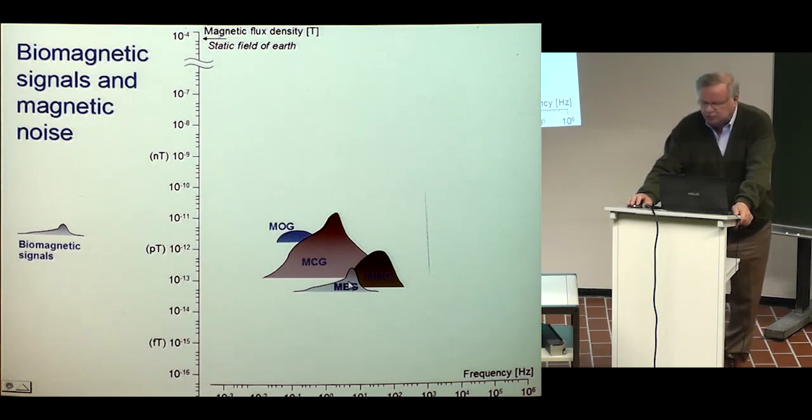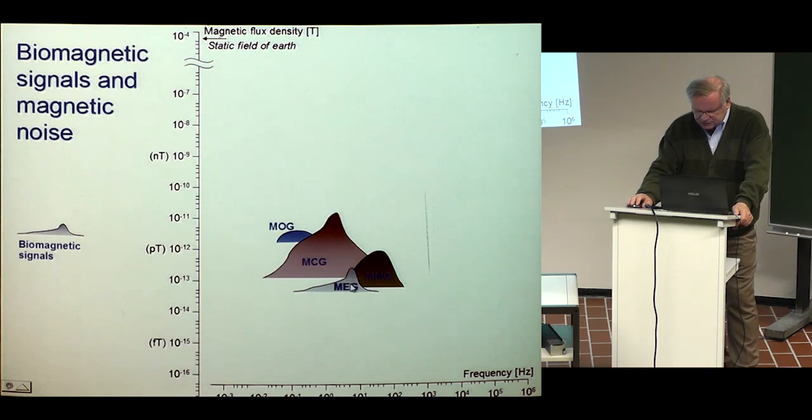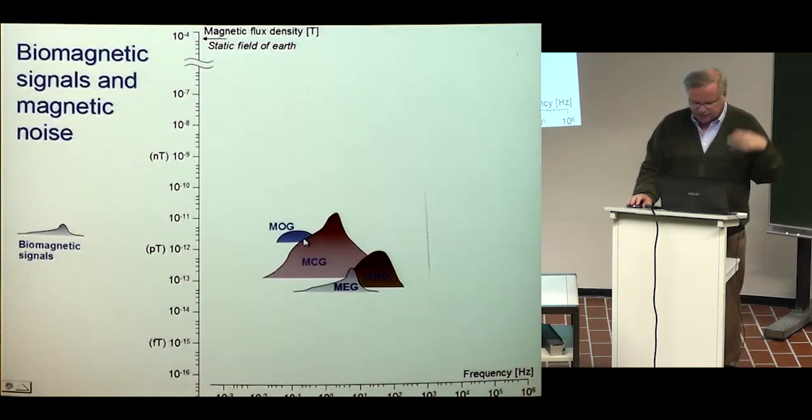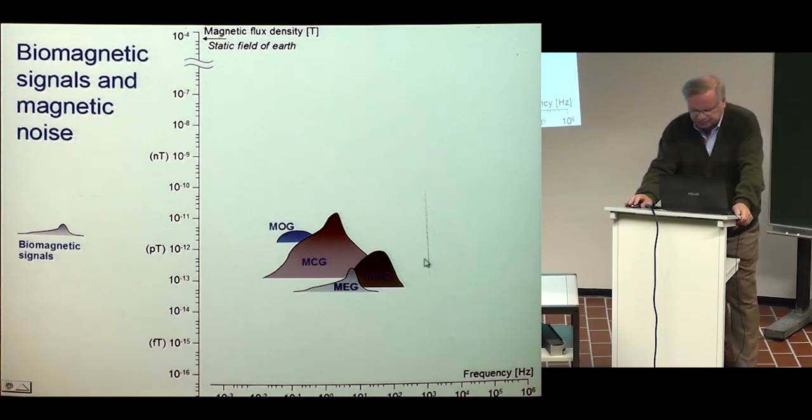Magnetoencephalography, or magnetoencephalogram, which is the magnetic field of the brain, is much weaker, and the alpha wave frequency here is dominating. And you find that it is 1 or 2 orders of magnitude smaller than the magnetocardiogram. Here is the magnetooculogram, not so very important. It is just an example that moving the eye gives that kind of signal, that spectrum. And the magnetomyogram is coming from muscle activity.